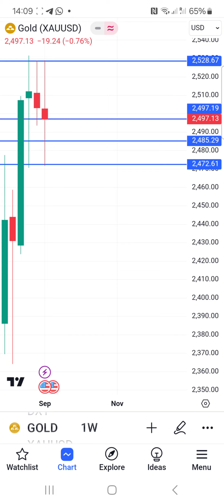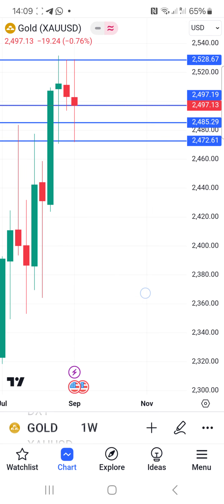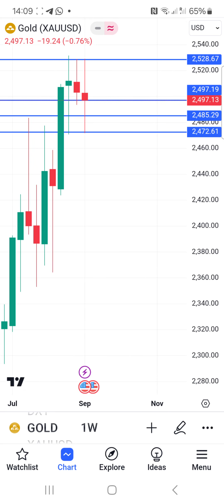So this weekly shows that gold has been bearish. It closed bearish. That is, it closed lower than the previous week, which temporarily showed that it is on a down movement. However, we cannot confirm with surety that it will continue going this way.